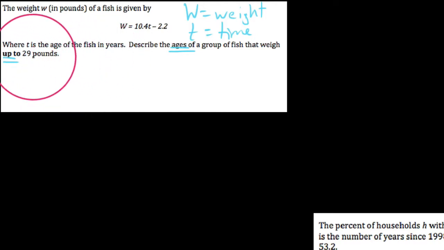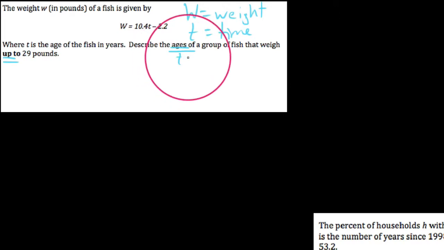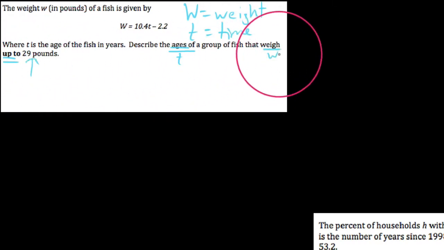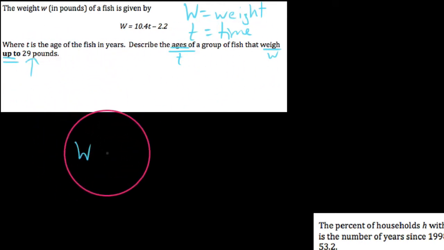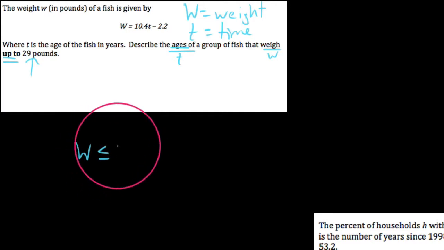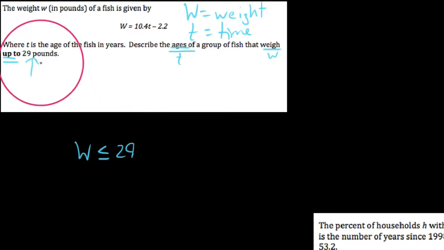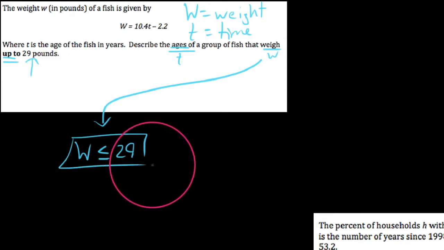So I suppose what we could say here is this. If T is the age of the fish in years, T is time, and we're asked to describe the time of a group of fish that weigh up to 29 pounds. The interesting thing is they're telling us about the weight, but asking us to describe time. If fish weigh up to 29 pounds, then their weight could be no more than 29 pounds. It could be 29 pounds, it could be less than 29 pounds, but it couldn't be more than that. So when they say they weigh up to 29 pounds, it translates into this sentence right here.